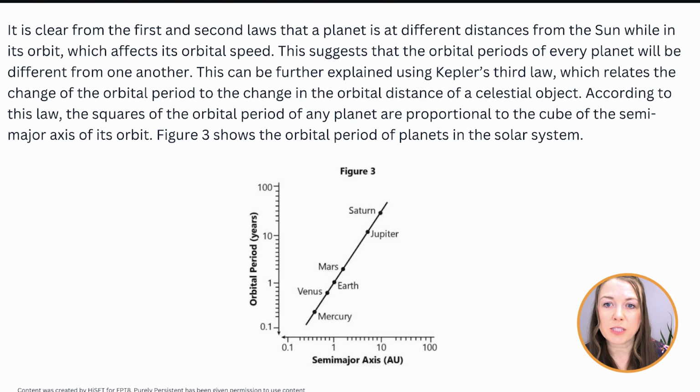This can be further explained using Kepler's third law, which relates the change of the orbital period to the change in the orbital distance from a celestial object. According to this law, the squares of the orbital period of any planet are proportional to the cube of the semi-major axis of its orbit. Figure 3 shows the orbital period of planets in the solar system.